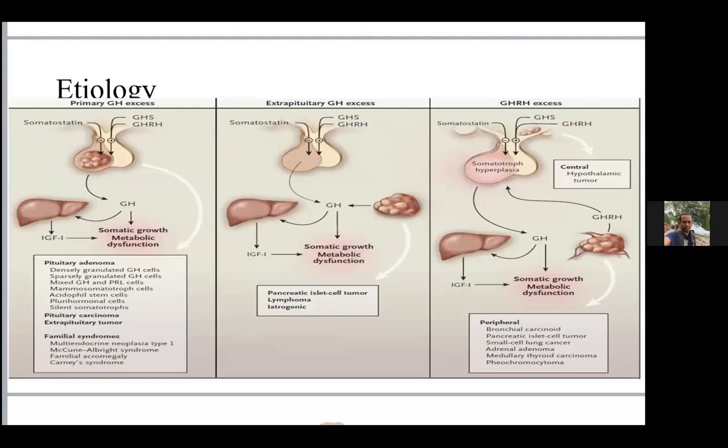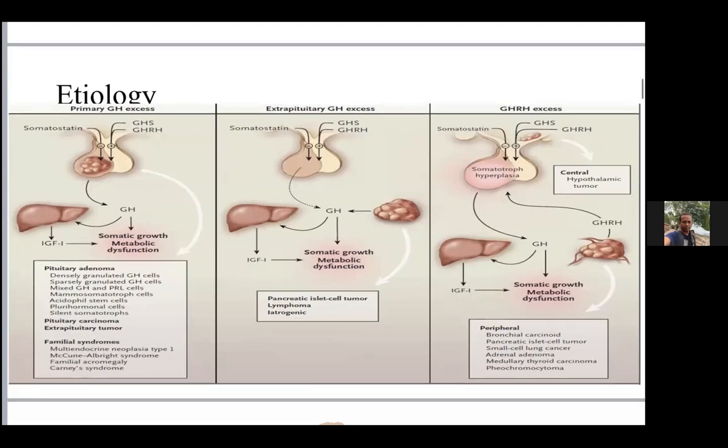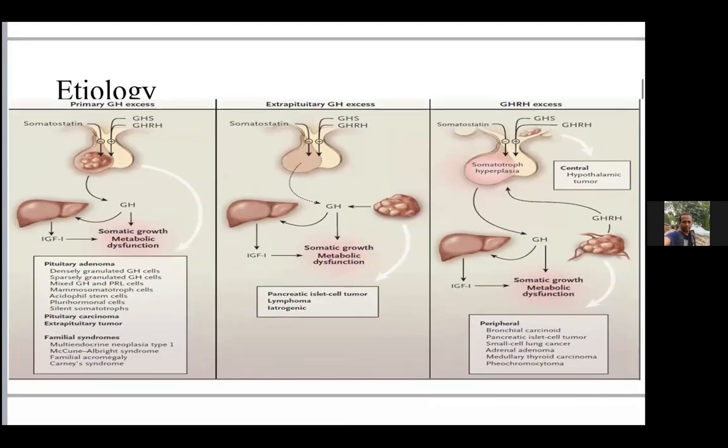So other than the pituitary, sometimes tumors from other places, like tumors which occur in the lung, can also produce growth hormone. So these hormones are not from the pituitary, but from the extra tumor we have. The tumors release growth hormone, and these also act in the same way, like pancreatic islet cell tumors, lymphomas, iatrogenic, and also sometimes with lung cancers.